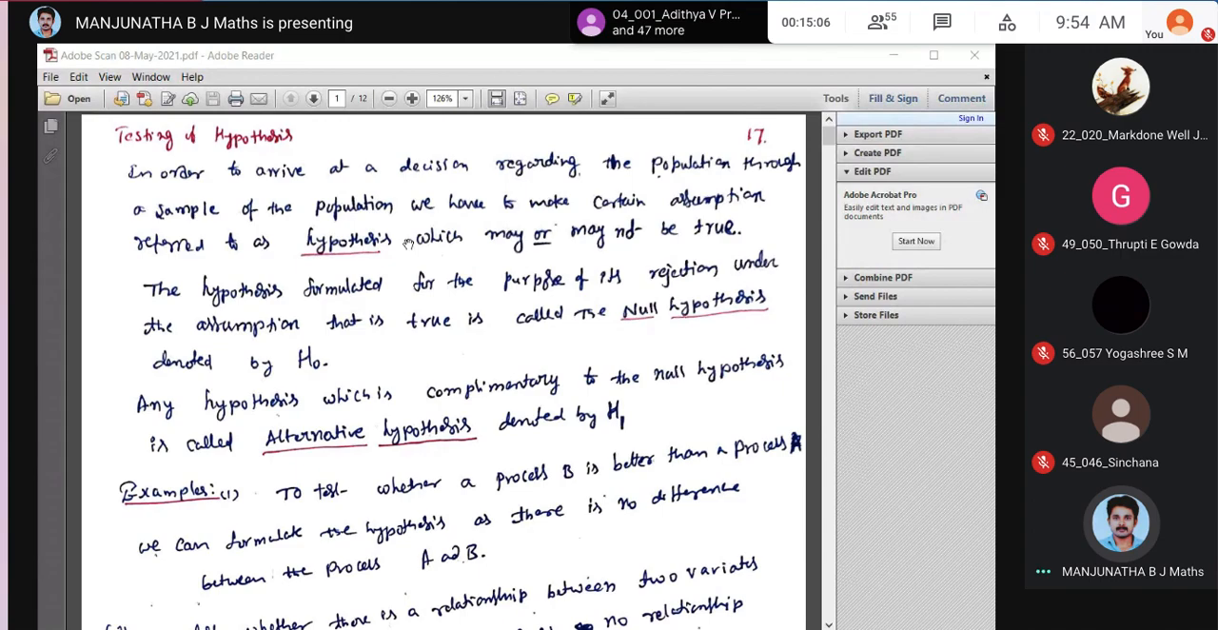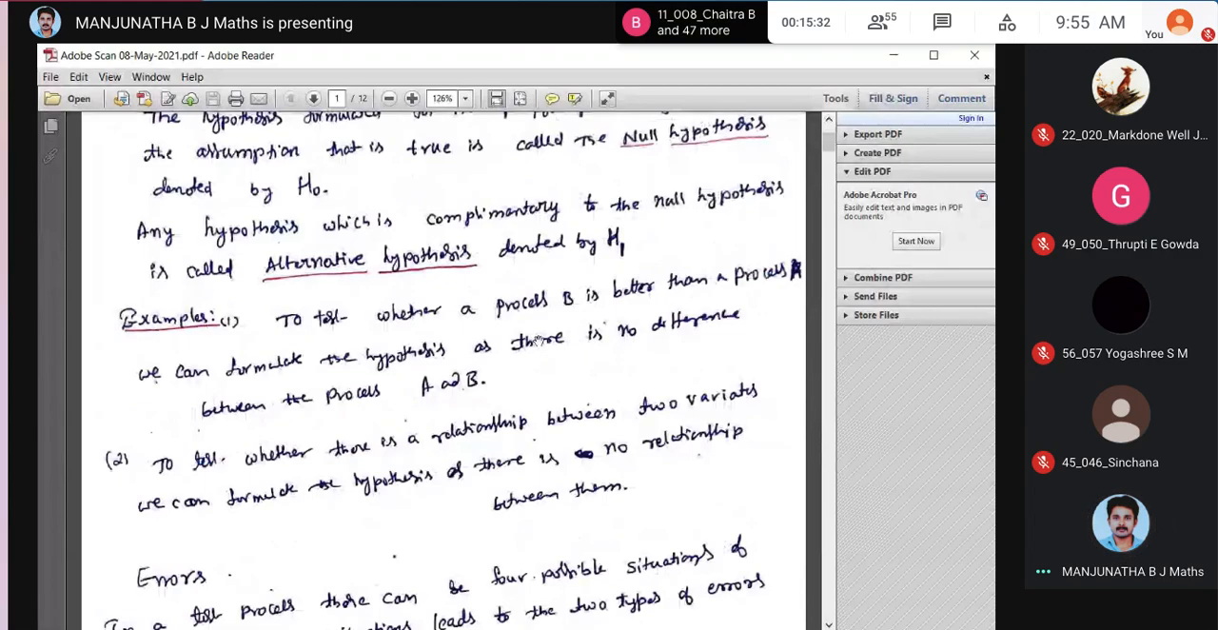So here we use hypothesis, that is one tail test and two tail test, right? Now, any hypothesis which is complementary to the null hypothesis is called the alternative hypothesis. That is denoted by H1. H naught is the null hypothesis. H1 is the alternative hypothesis. You can denote it by HA also. HA means alternative hypothesis.